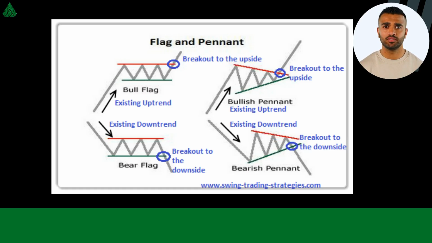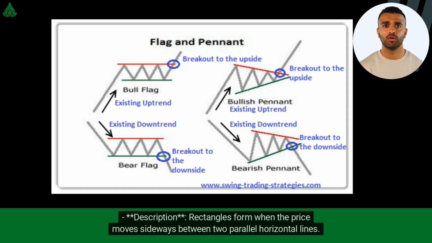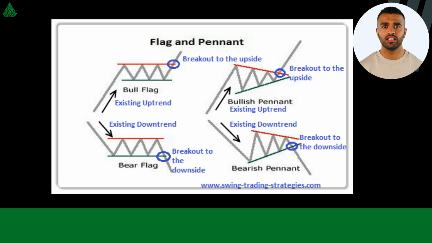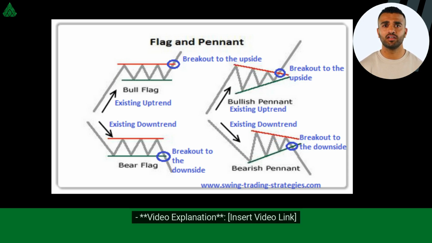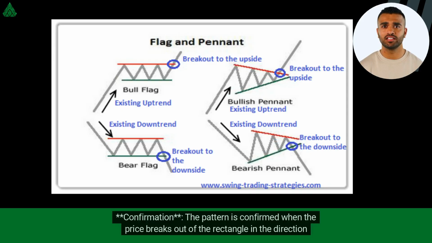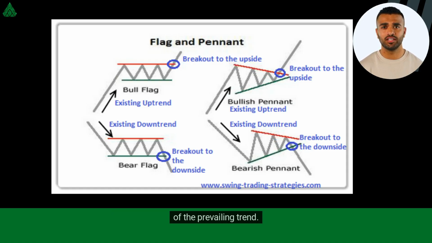Description. Rectangles form when the price moves sideways between two parallel horizontal lines. Video explanation: insert video link. Trading steps. 1. Confirmation. The pattern is confirmed when the price breaks out of the rectangle in the direction of the prevailing trend.